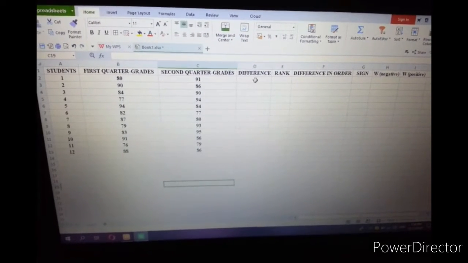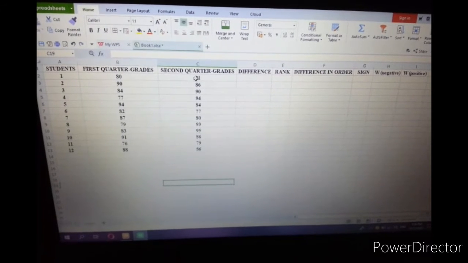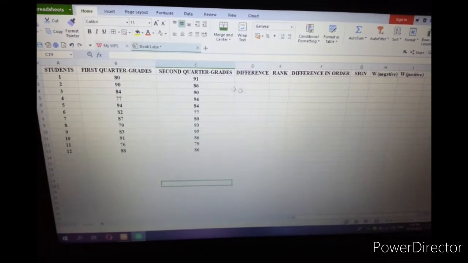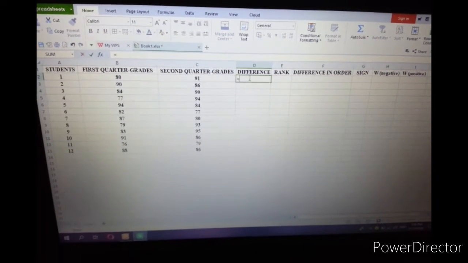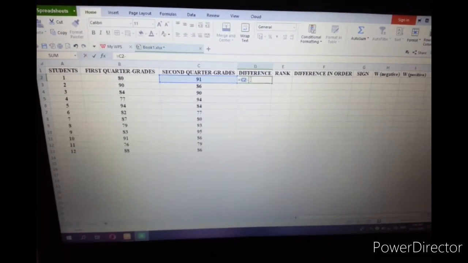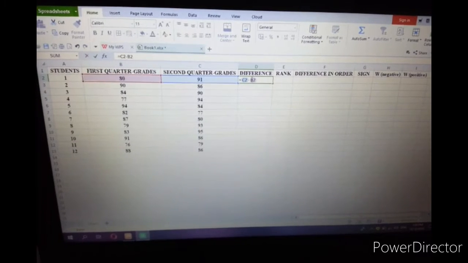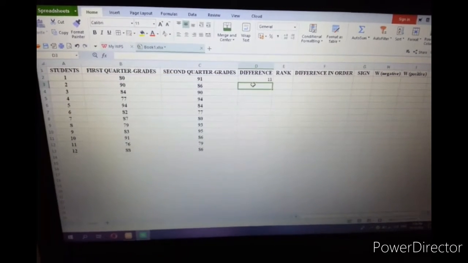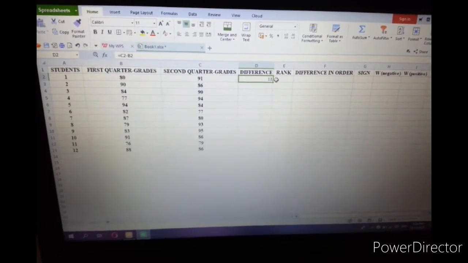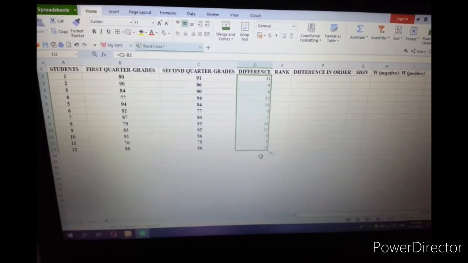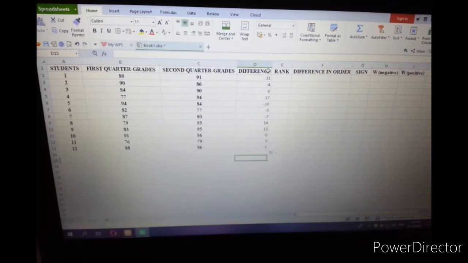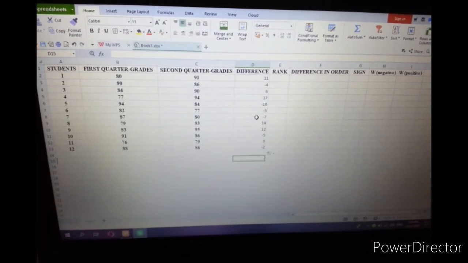So step 1, we need to subtract their first quarter grades from the second quarter grades. So we put this one equals C2 minus B2. Then the result is 11. So we need to click this one and copy it down to find the result for all the data. So here are the results.